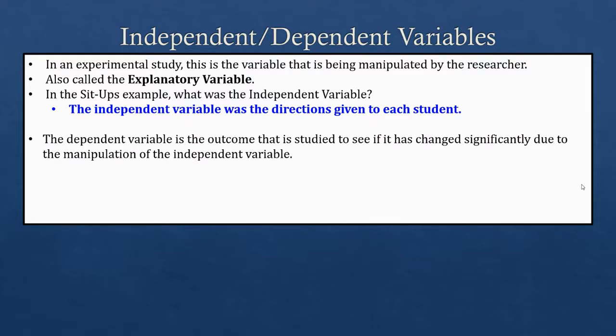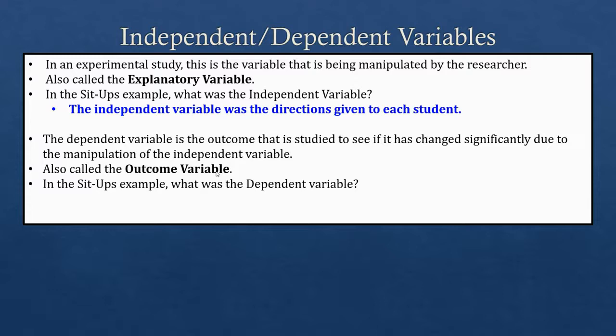The dependent variable is the outcome that is studied to see if it has changed significantly due to the manipulation of the independent variable. So it's the end result one. So we're trying to see if the manipulation done to the independent variable has some kind of effect on the dependent variable. Sometimes it's also referred to as the outcome variable, or another name for it is the response variable, because its value responds to the manipulation oftentimes.